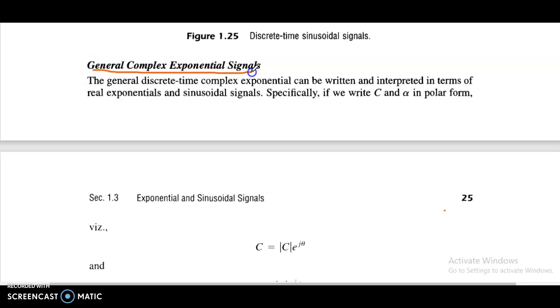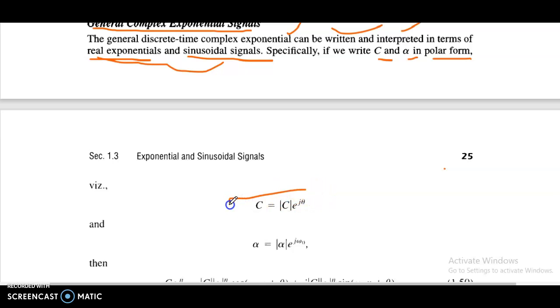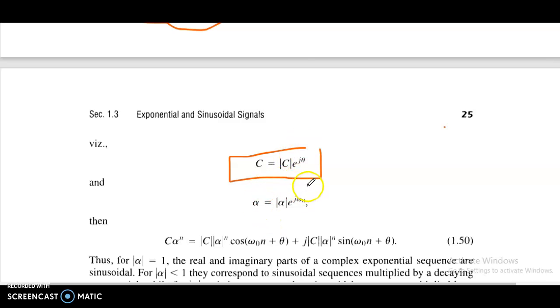General complex exponential signals we have already seen in the last video. The general discrete time complex exponential can be written and interpreted in terms of real exponential signals and sinusoidal signals. Specifically, if we write C and alpha in polar form, C equals mod C e power j theta, and alpha is also in polar form, alpha equals mod alpha e power j omega naught.